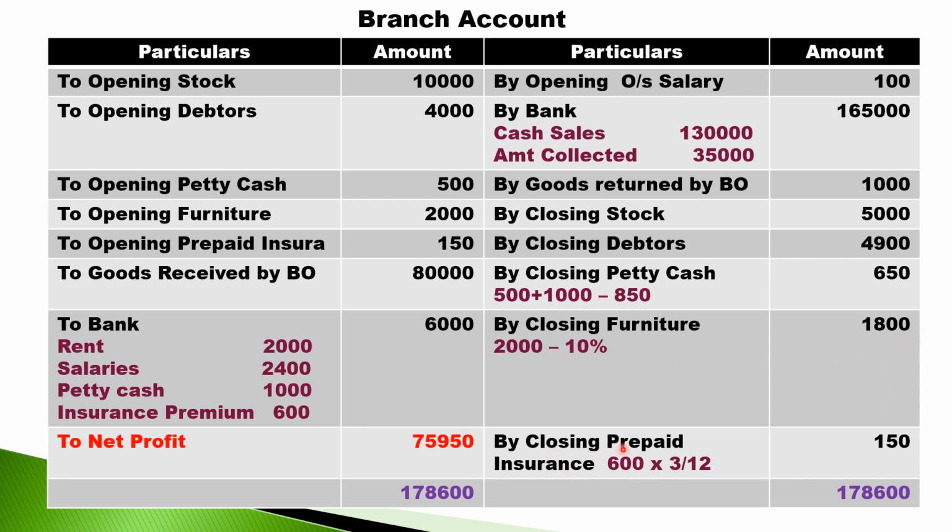Then closing prepaid insurance: 3 months additional insurance is paid. That's till the month of June. Our accounting closes in March. So after March, April, May, June, 3 months additional insurance is paid. That additional insurance is called prepaid insurance, 600 into 3 by 12, 150. So you get a net profit of 75,950.